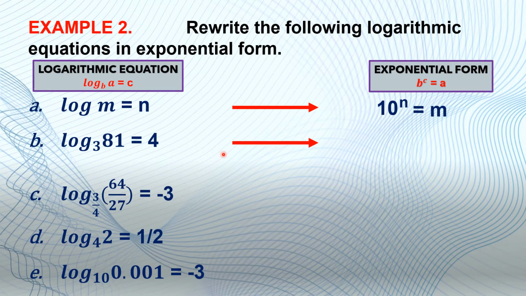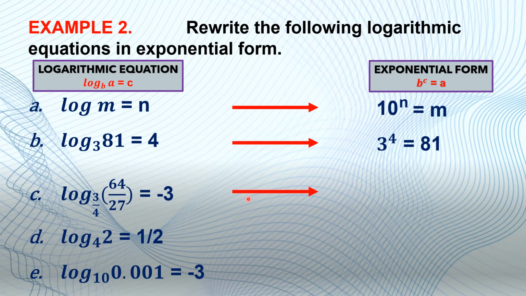Let's have the next. Logarithm of 81 with base 3 is equal to 4. Our B is 3 and our C is 4. It can be written as B raised to C. So we have now 3 raised to 4 equals our A here, which is 81, the answer in exponential form. So we have now 3 raised to 4 equals 81.